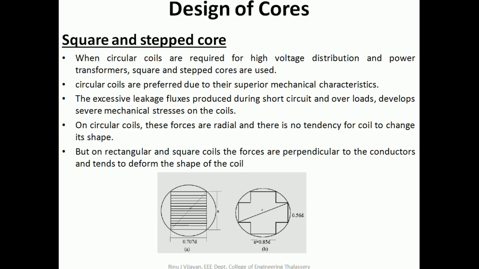Whereas in the case of rectangular or square coils, these forces will act perpendicularly and hence tend to deform the shape of the coil. This is the superior mechanical characteristic of the circular coil compared with that of the rectangular coil. You will be able to see in this diagram, both the cores used are square and stepped ones, but the coils are circular in shape. These circles are representing the inner surface of windings. They are also said to be circumscribing circles.